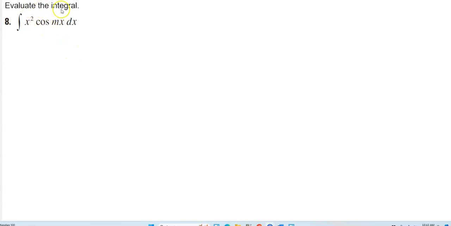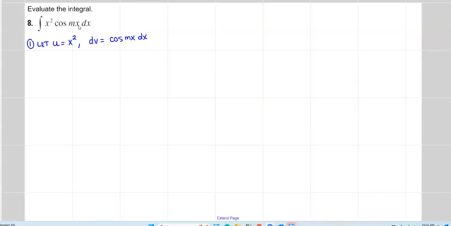Here we're going to evaluate the integral using integration by parts, and the integral is x squared times the cosine of m times x dx. Okay, so the first thing we're going to do is let u equal x squared, and dv is going to equal the cosine of m times x dx.